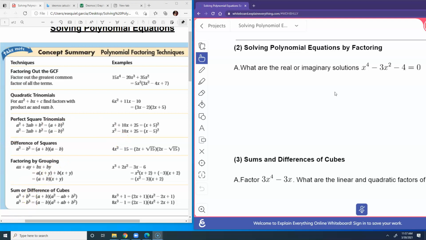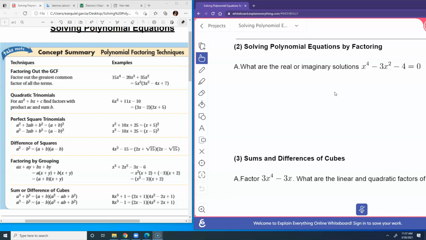So we're going to solve this by factoring. So we're going to look at negative 4, and we're going to see if there's any factors of negative 4 that when you add them up will give you negative 3. Of course, it's negative 4 and 1.